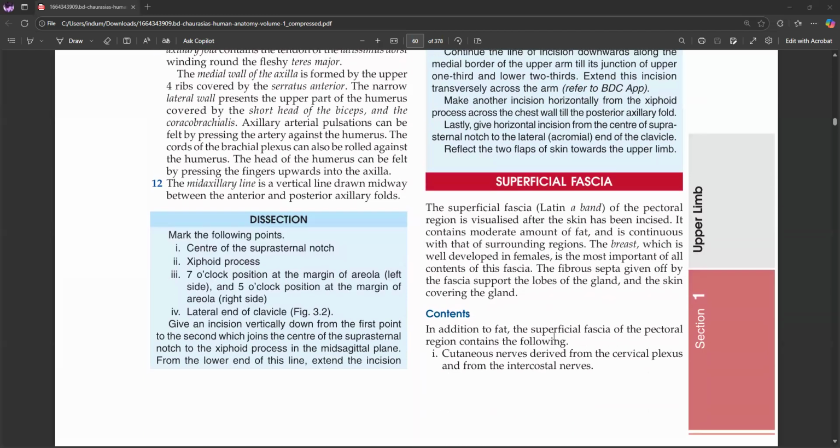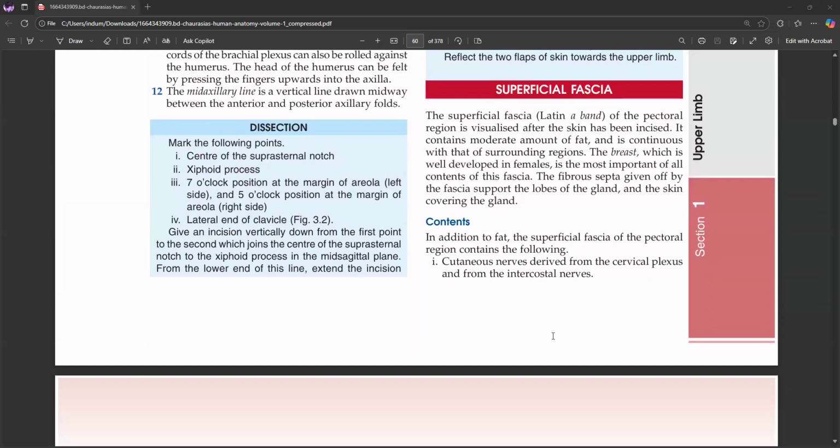Superficial fascia. The superficial fascia of the pectoral region is visualized after the skin has been incised. It contains a moderate amount of fat and is continuous with that of surrounding regions. The breast, which is well developed in females, is the most important of all contents of this fascia. The fibrous septa given off by the fascia support the lobes of the gland and the skin covering the gland.